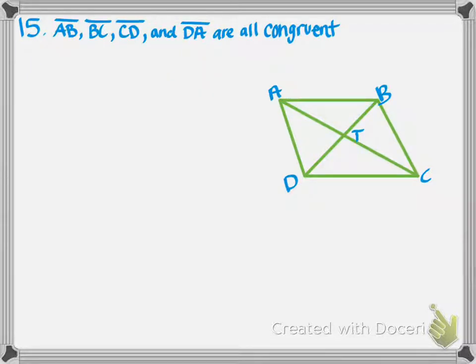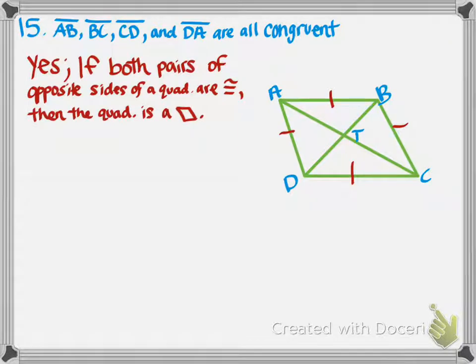If AB and BC and CD and DA are all congruent, then we can deduce that the quadrilateral is a parallelogram. So we can distinguish this by the theorem that says if both pairs of opposite sides of a quadrilateral are congruent, then the quadrilateral is in fact a parallelogram.